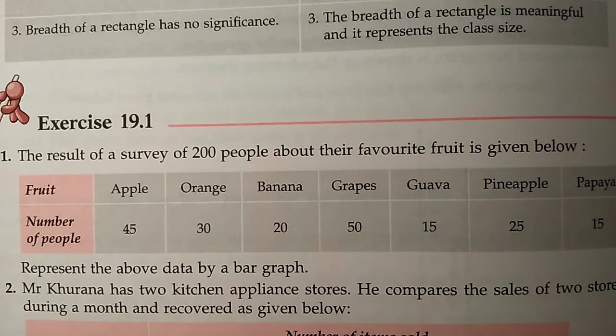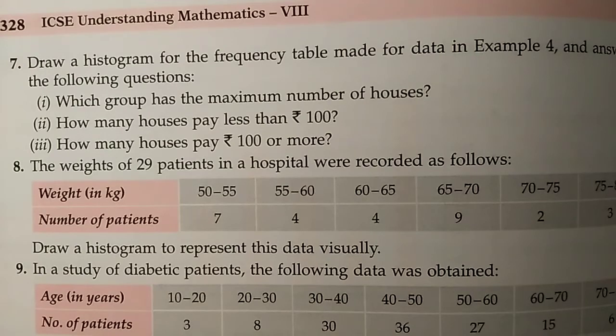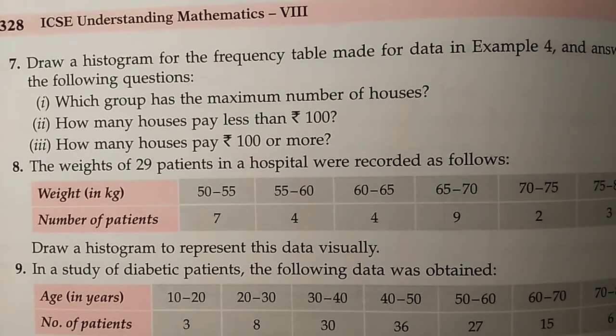In the last video we did exercise 19.1 questions 1 to 6, and today we will start from question number 7. Question 7: draw a histogram for the frequency table made for data in example 4 and answer the following questions. So first we need to see example number 4 given in this book.